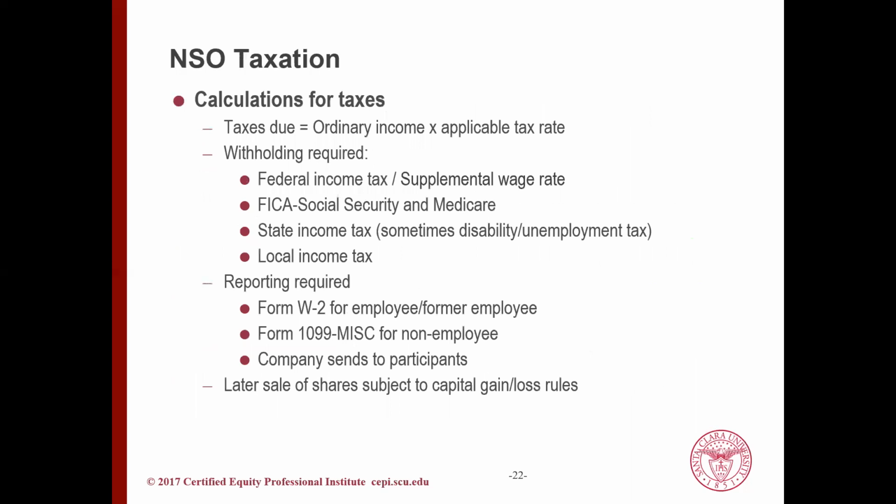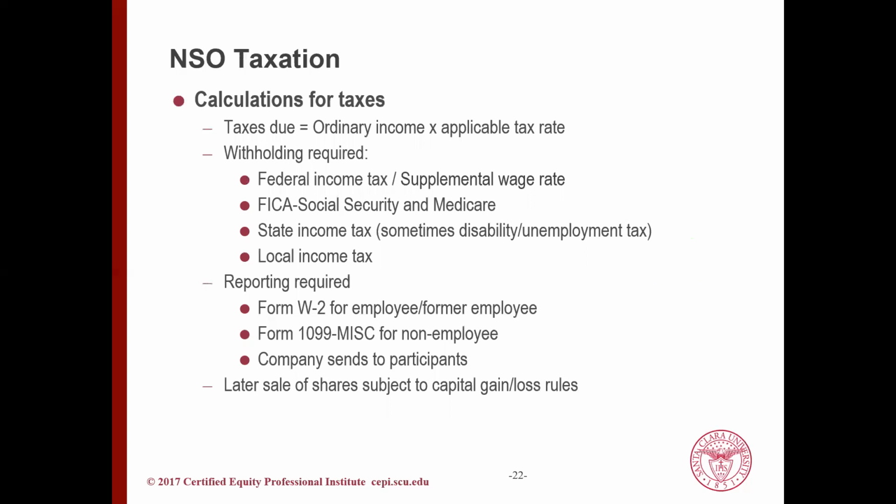Let's go through the specifics of the tax calculation and withholding and reporting procedures. The taxes due consist of the compensation income, known as ordinary income, times the tax rate for the applicable tax. The taxes that are due include federal income tax, FICA, which is Social Security and Medicare, state income tax, disability, and local income taxes where applicable.